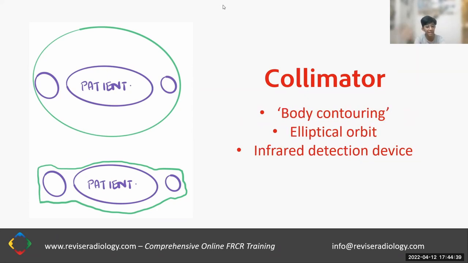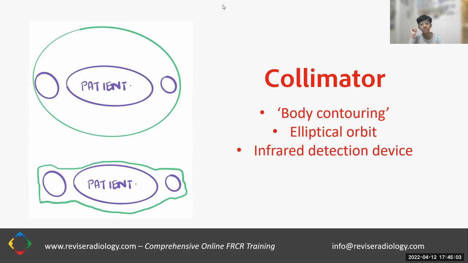And this is a technique which is known as body contouring, and you follow it in a few different ways. So you can make the cameras move in an elliptical orbit, which is as close to the patient's body as possible. What is an elliptical orbit? So we know what a circle looks like. An elliptical orbit is just a squashed circle, which lies as close to the patient's body as possible.